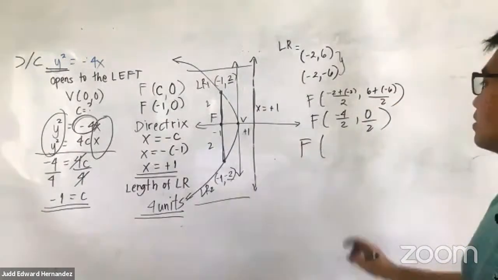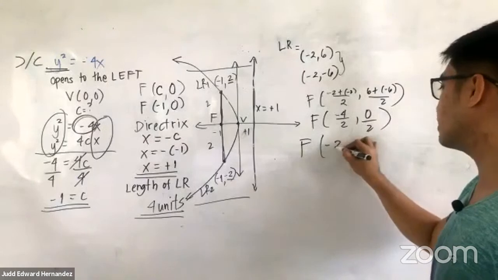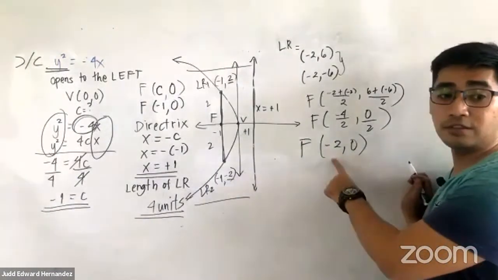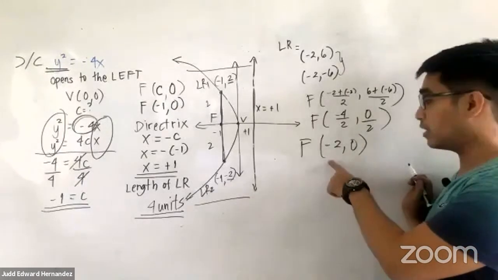Therefore, the focus now is located at negative 4 over 2. That is negative 2. 0 over 2, which is 0. This is now the location of the focus. And it is located at negative 2, 0.